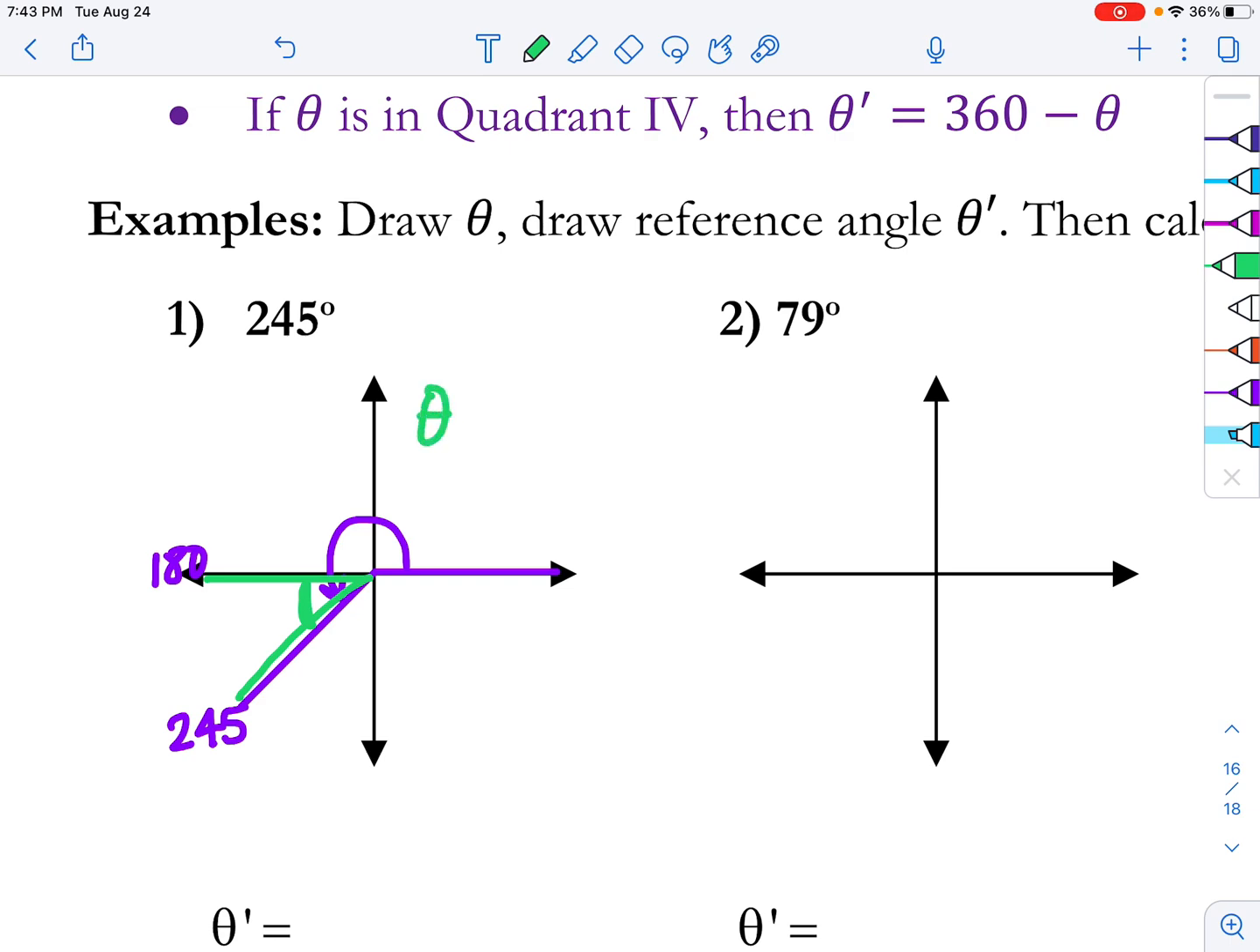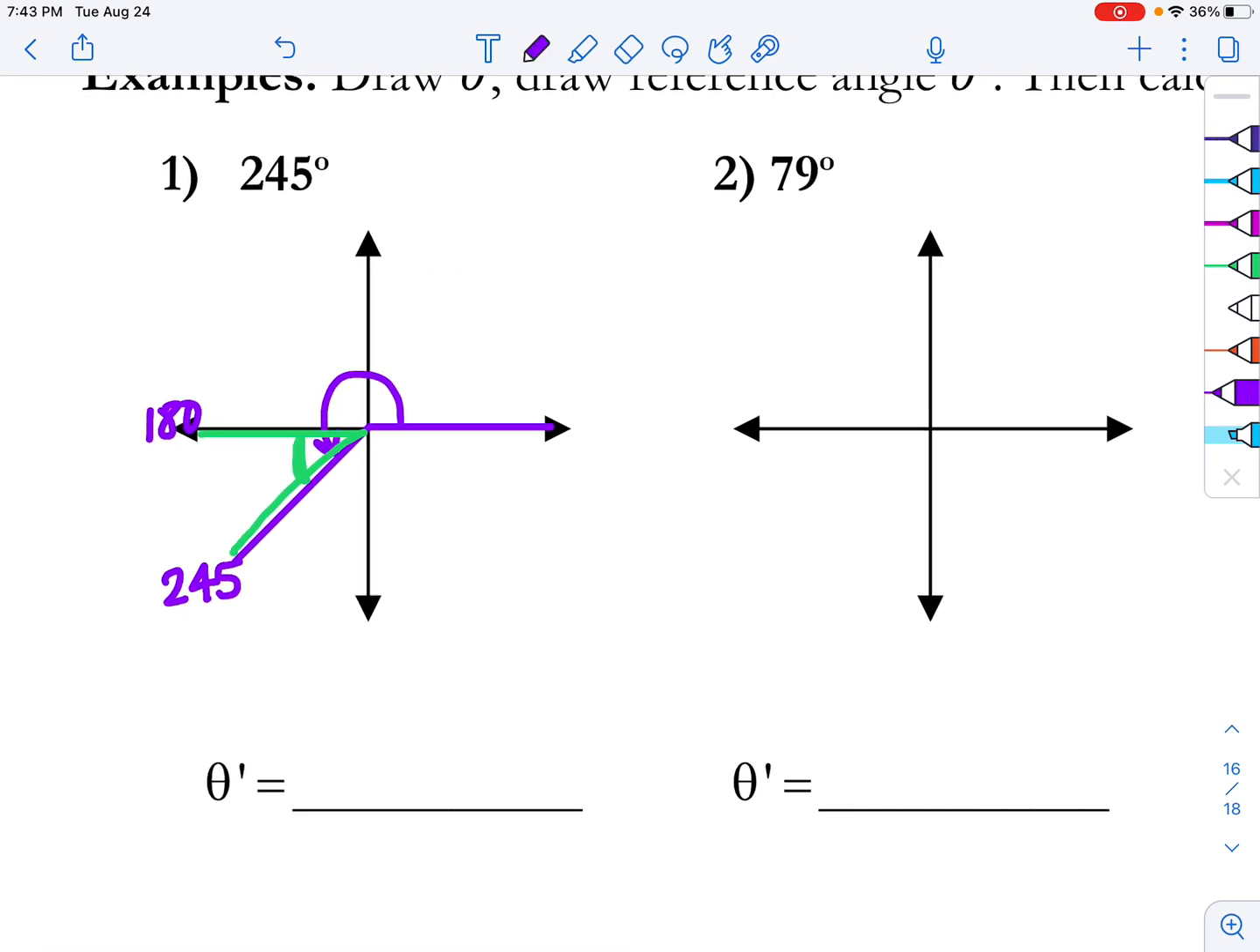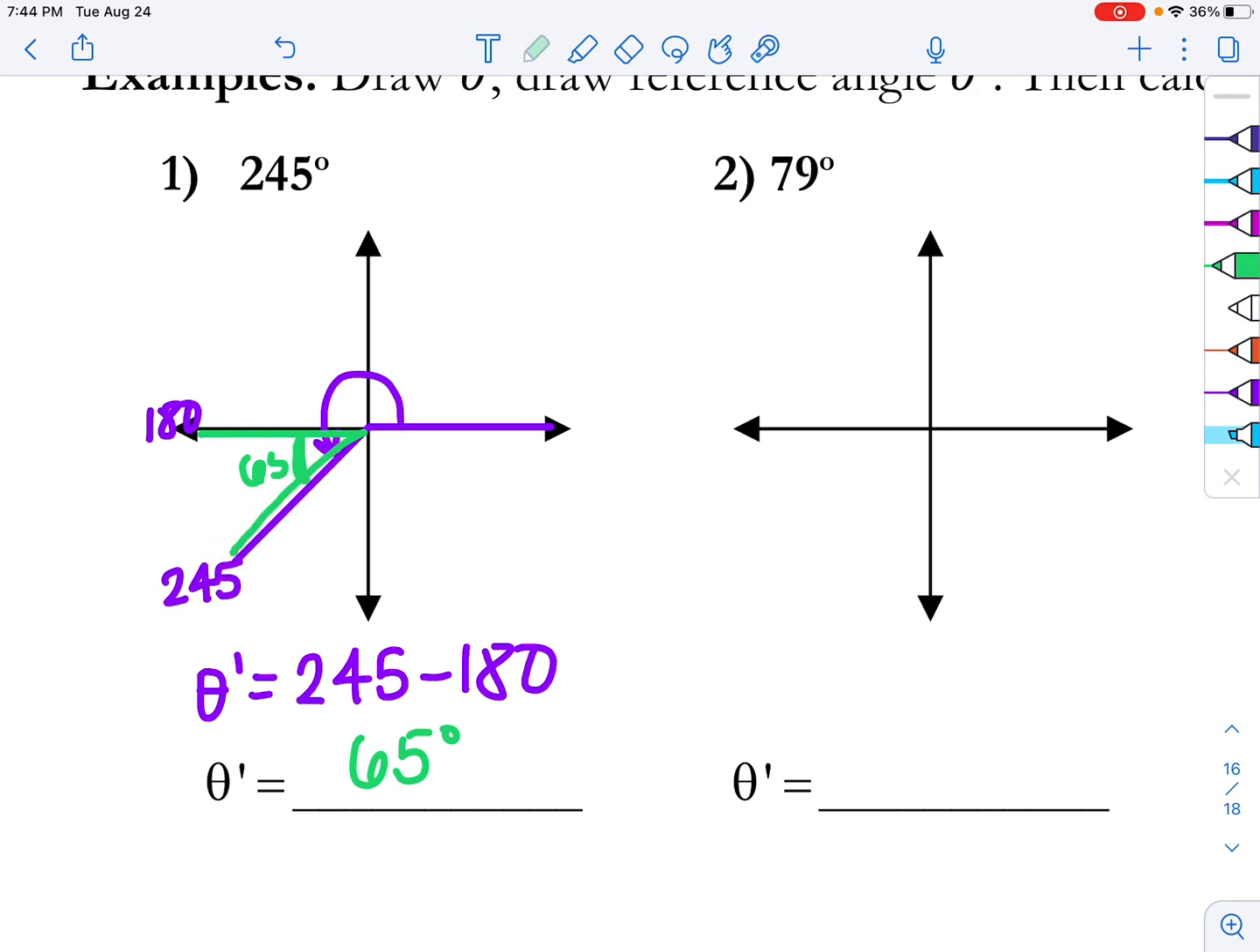Now remember, the reference angle is always the difference between the angle and the nearest x-axis, and you always do big minus small. So in this case, the bigger angle is 245 and the smaller angle is 180. We subtract 245 minus 180, which gives us a reference angle of 65 degrees. This terminal side is 65 degrees away from the x-axis.